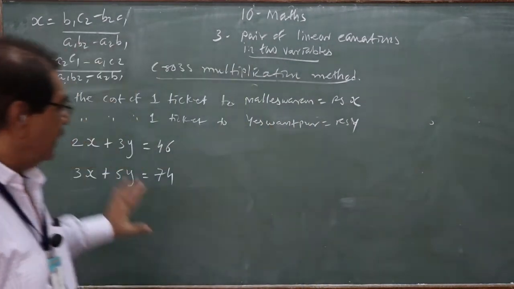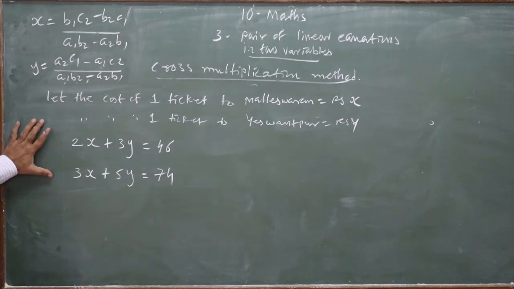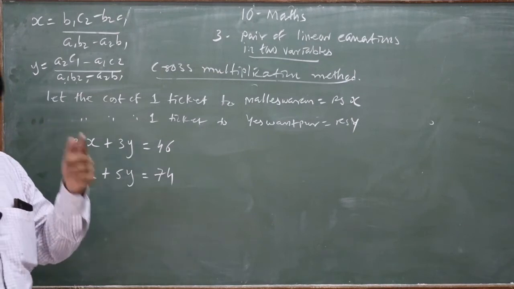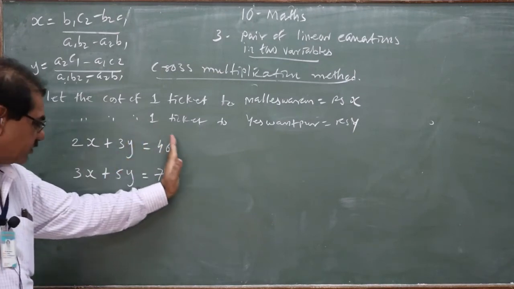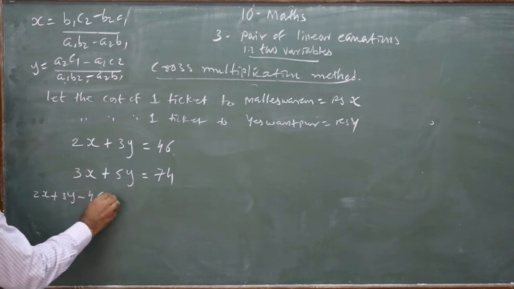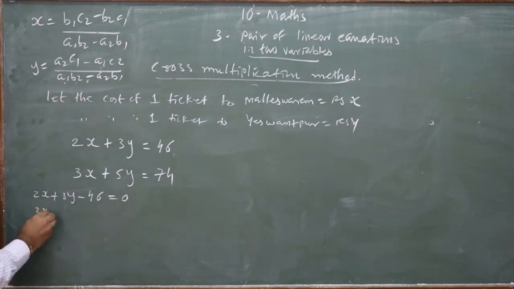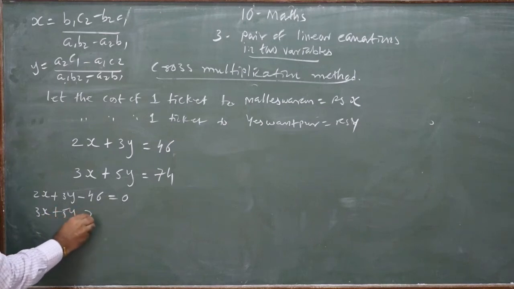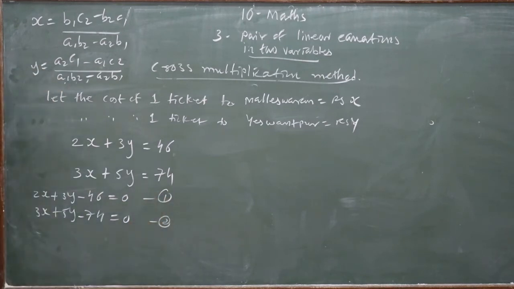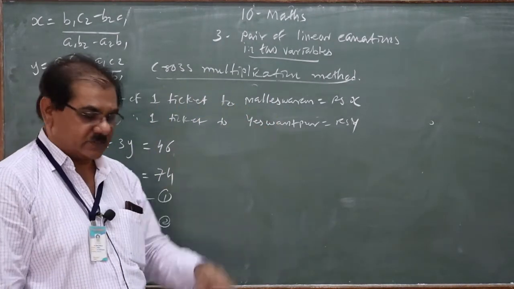Okay, but remember, in the cross multiplication method you must convert the equation into standard form, that is a1x plus b1y plus c1 is equal to 0. So constant term should be brought to the left hand side. So it is 2x plus 3y minus 46 is equal to 0. 3x plus 5y minus 74 is equal to 0. Now these are your 2 equations. You have to solve by cross multiplication method, because you have to find the cost of one ticket to Malleswaram and one ticket to Yeshwantpur.